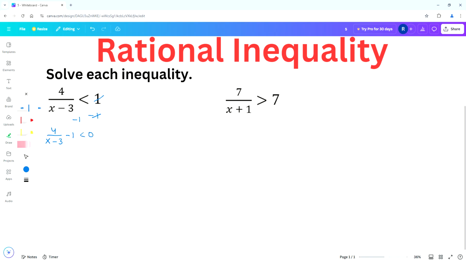Next, we can combine the terms on the left side. The denominator of 1 is 1. We can combine these fractions by finding a common denominator. The common denominator is x minus 3. We should multiply 1 over 1 by x minus 3 in the numerator and denominator. Now we can combine these fractions.